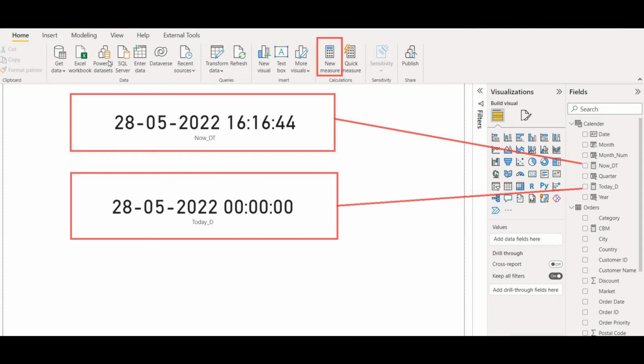Now we can take an example to understand. In this example, two measures named now_dt and today_d are both displayed in two respective cards.